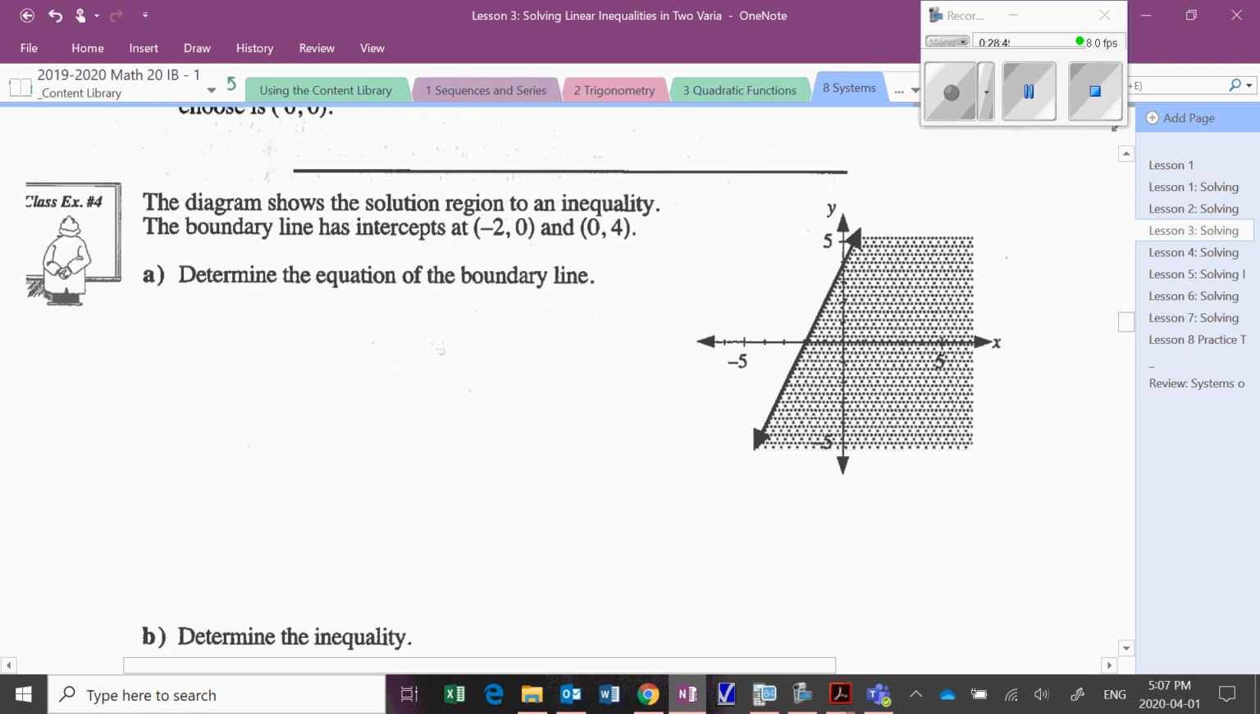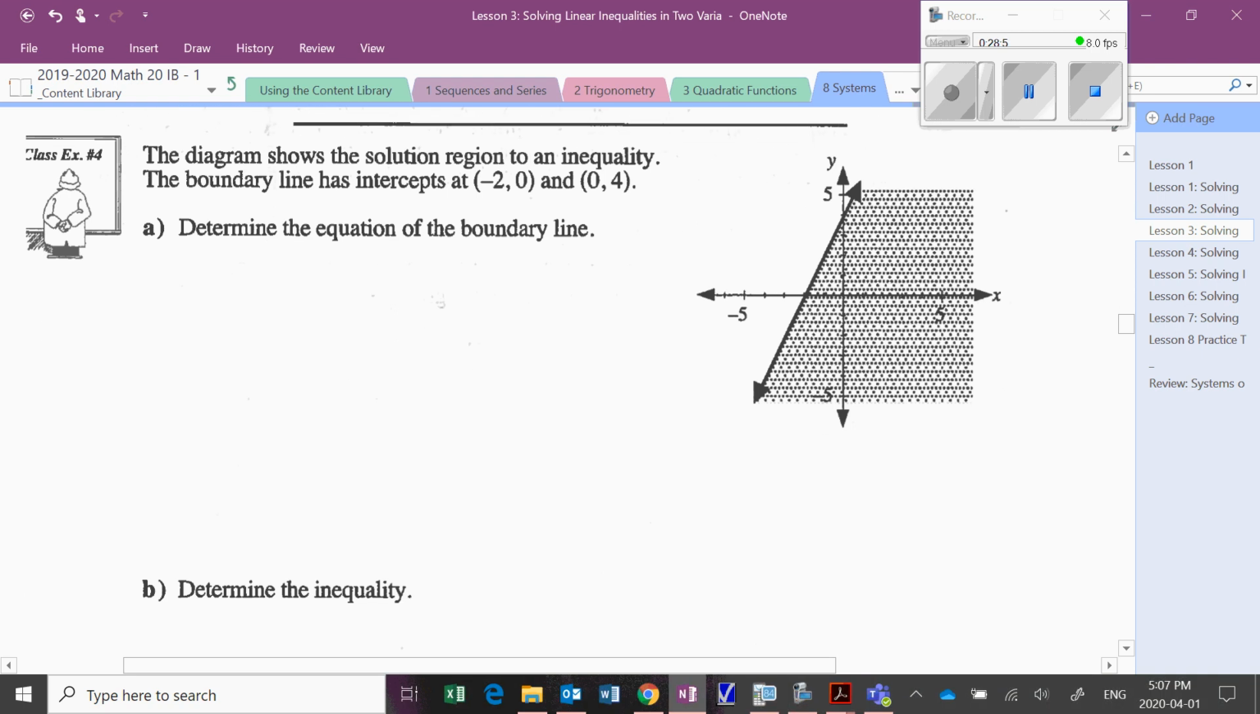Okay, so this is an interesting one. They've actually given us the shading, and they've asked us to determine the actual inequality. So the boundary line has intercepts of -2, 0, that's this guy, and 0, 4. So determine the equation of the boundary line. So a couple of things that we know. Well, since we know our 2 intercepts, we could find our slope using the slope formula, or we could actually just go ahead and count as well.